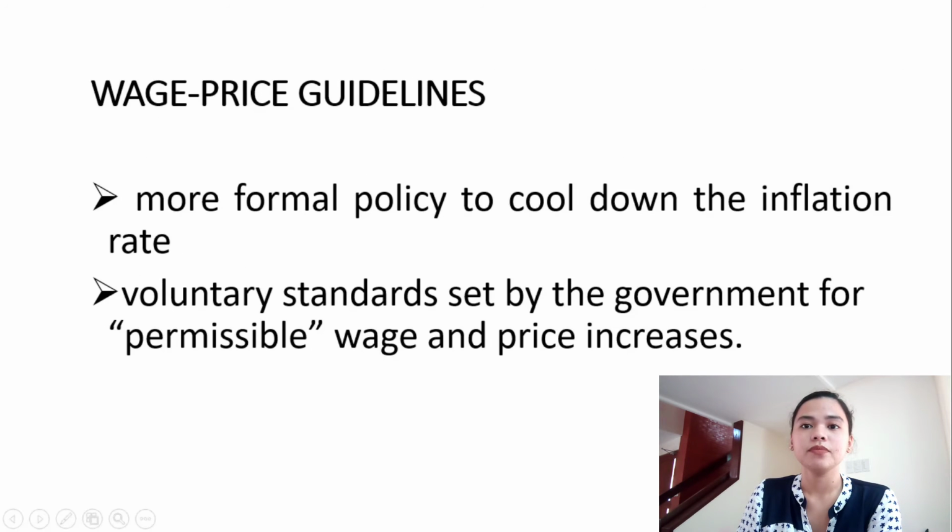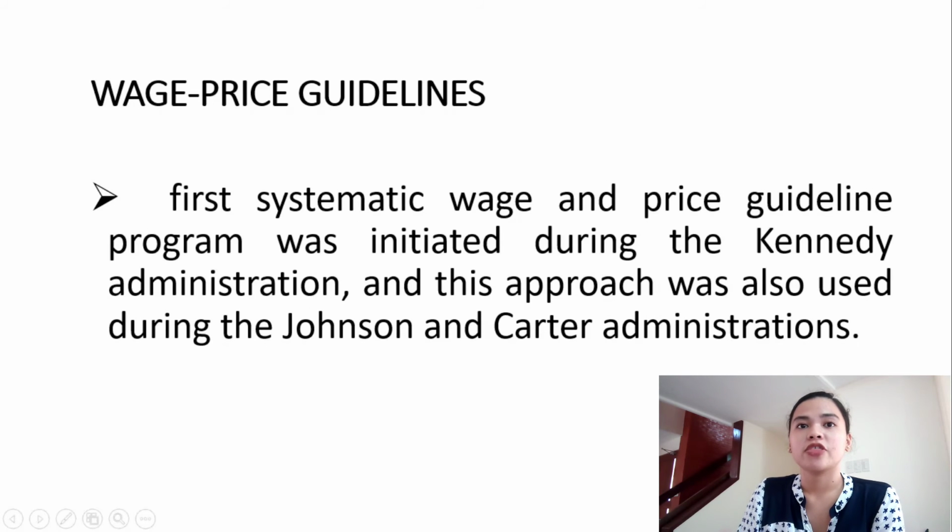The second incomes policy is the wage price guidelines. A more formal policy to cool down the inflation rate is to establish wage and price guidelines. Wage and price guidelines are voluntary standards set by the government for permissible wage and price increases. The first systematic wage and price guideline program was initiated during the Kennedy administration, and this approach was also used during the Johnson and Carter administrations.